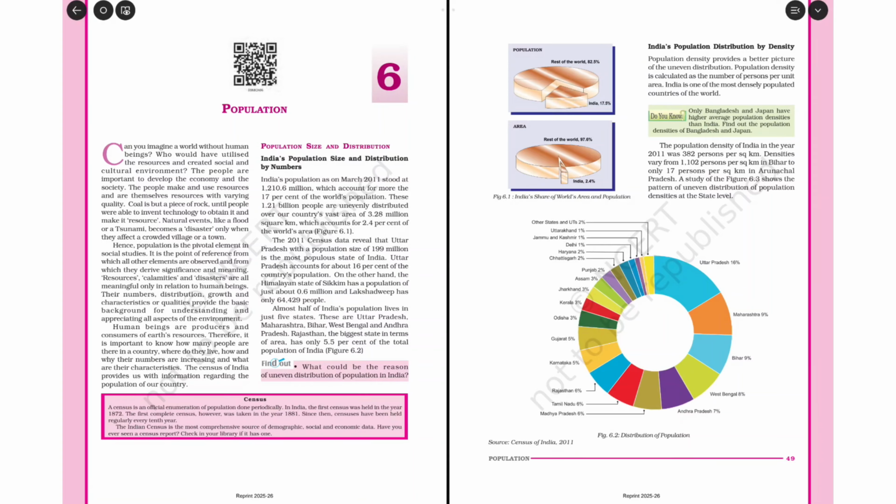Right. What could be the reason for the uneven distribution of population in India? Why are human beings packing themselves shoulder to shoulder in Uttar Pradesh while avoiding the vast open spaces of Rajasthan? We definitely need to explore the mechanics of that uneven distribution. We will in just a moment, but before we can ask why the numbers are what they are, we have to understand how we actually know them in the first place.